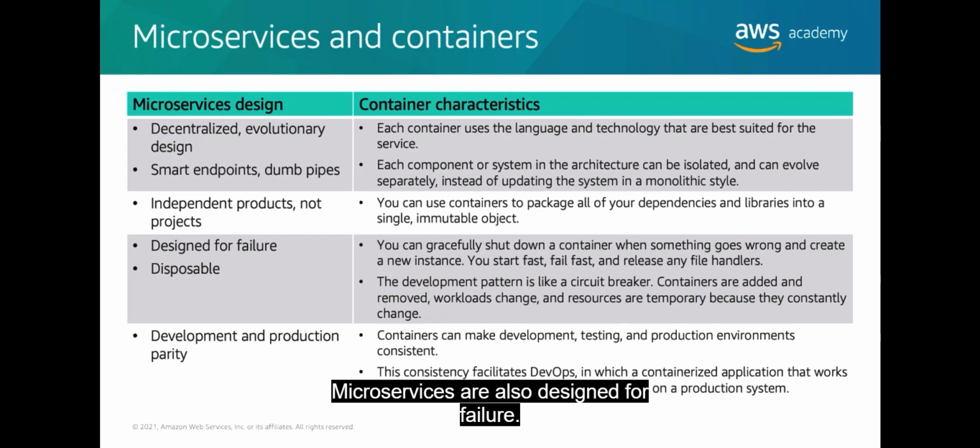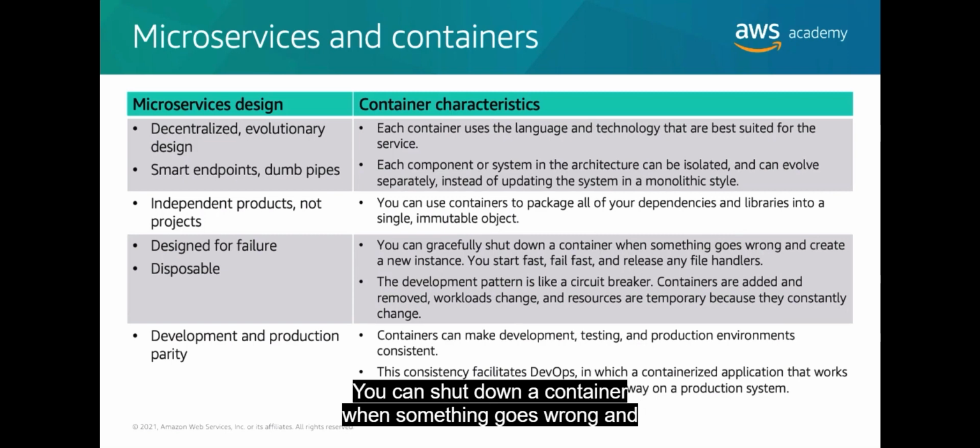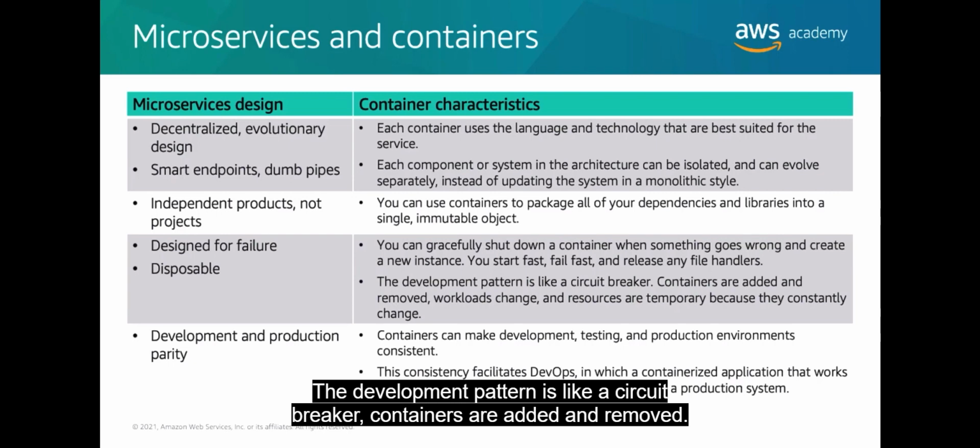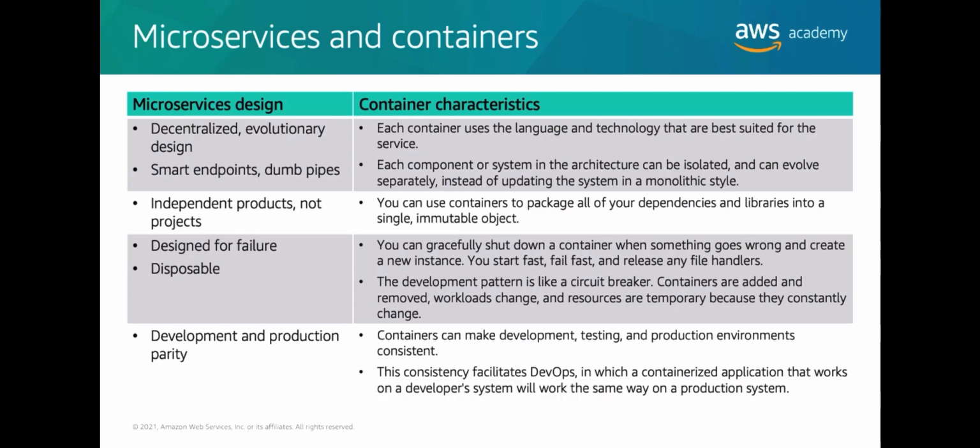Microservices are also designed for failure. You can shut down a container when something goes wrong and create a new instance. You start fast, fail fast, and release any file handlers. Microservices are disposable. The development pattern is like a circuit breaker. Containers are added and removed. Workloads change, and resources are temporary because they constantly change.